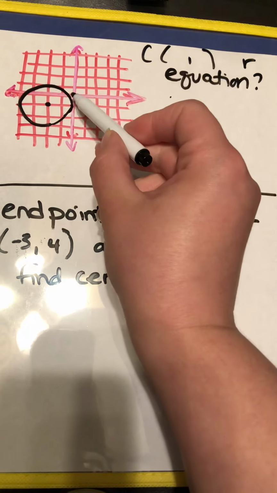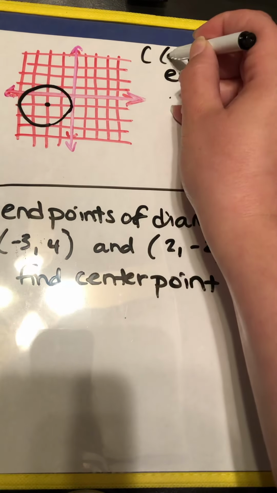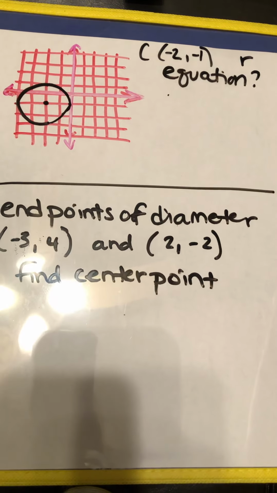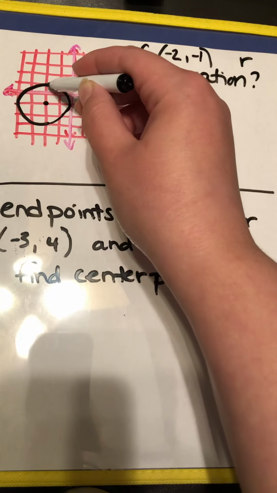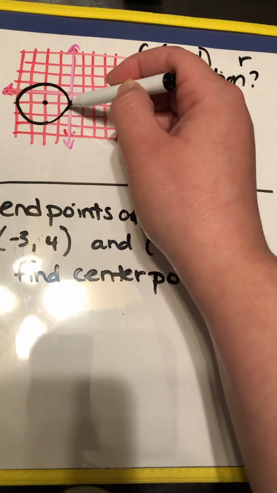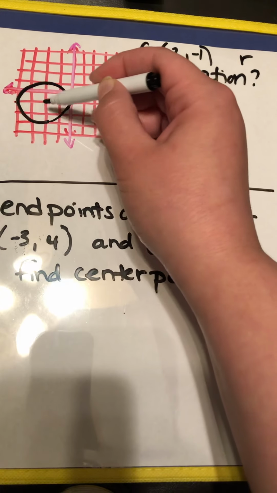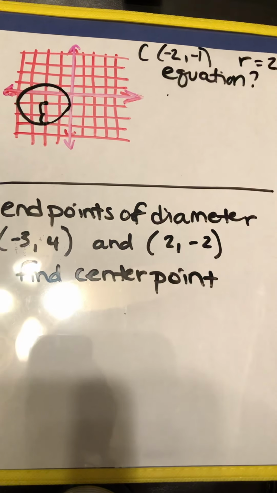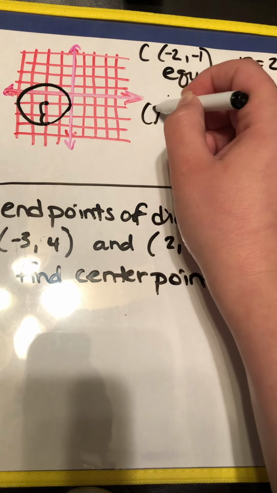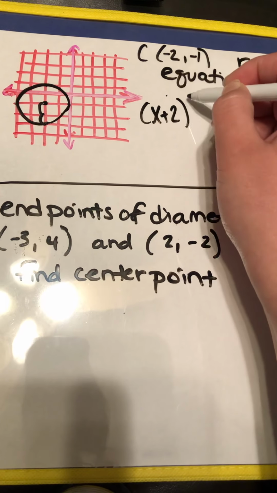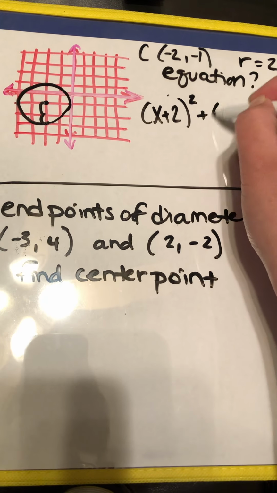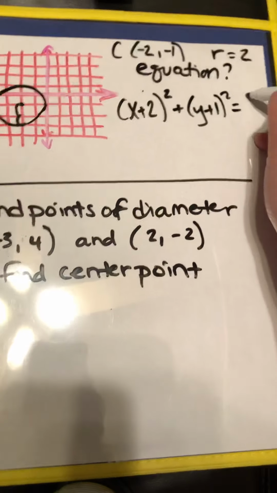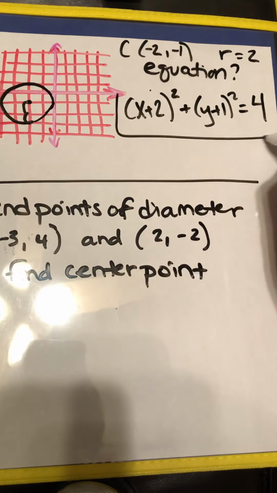My center, I can just count, okay? 1, 2, it went 2 to the left. And then it's down 1, so it's negative 1. My radius, you can count from the center to the edge, wherever it meets at a nice point. So I can go 1, 2, my radius is 2. And then write my equation. (x plus 2), because the signs change, squared plus (y plus 1) squared equals 2 squared, which is 4. Okay?